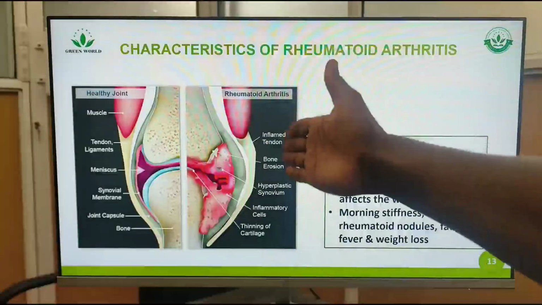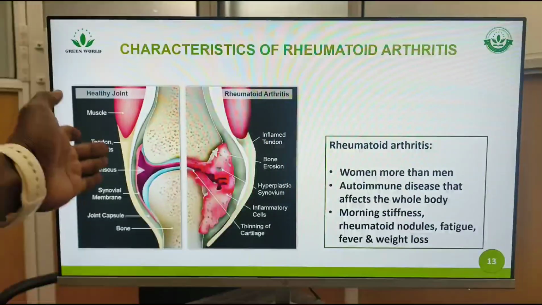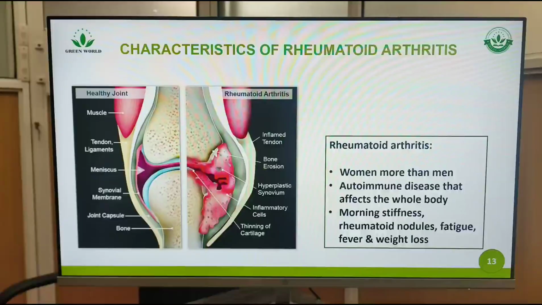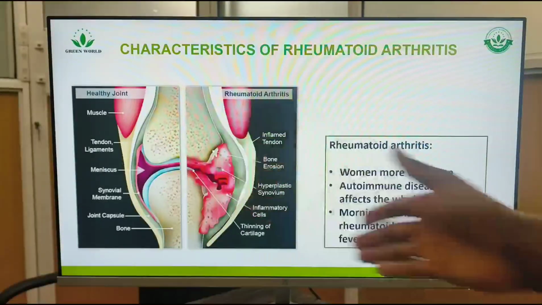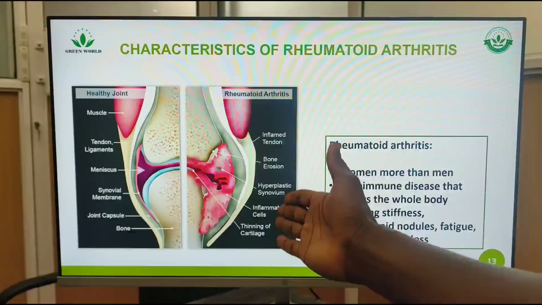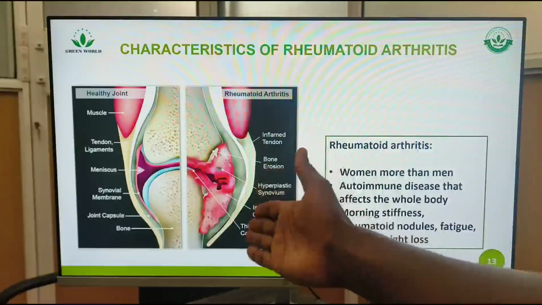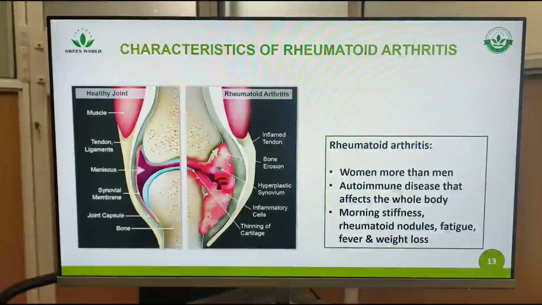Okay, so they have the inflamed tendon. On this side the tendon is okay, on this side it is inflamed. Then we also have bone erosion, you can see on the other side. Then we have hyperplastic synovium, inflammatory cells also there, then thinning of the cartilage. So rheumatoid arthritis is a kind of autoimmune disease, just the way I've said. The body's own immune system starts to attack body tissues. And in rheumatoid arthritis, this attack often occurs to the joint lining and cartilage, which eventually results in erosion of two opposing bones.